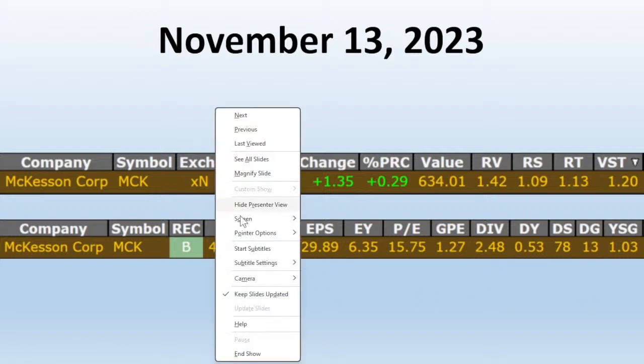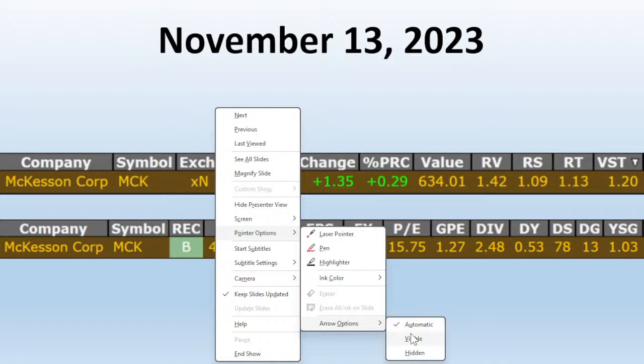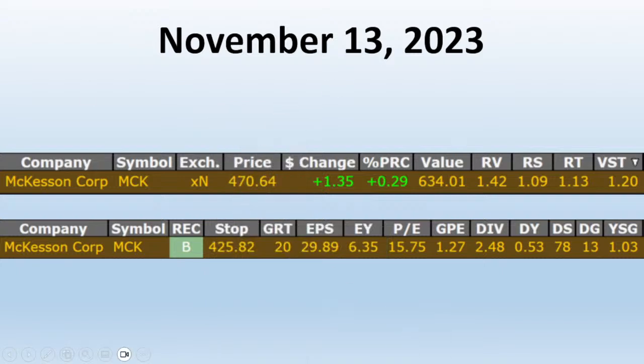So let me just do this for a second so you can see my pointer at all times. As of just a couple of days ago, so let's go through how you would analyze a stock in VectorVest. Guys, it's really simple. To determine a stock is fundamentally strong or not, it takes but a few seconds. So as of just a couple of days ago, November 13th, you got McKesson Corp. The price as of November 13th was $470.64. We think it's currently worth $634.01.